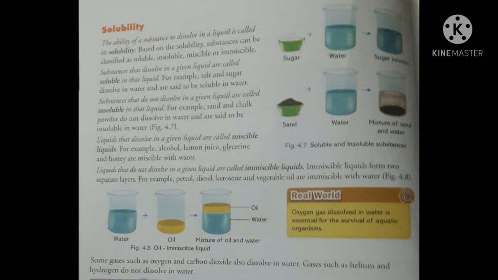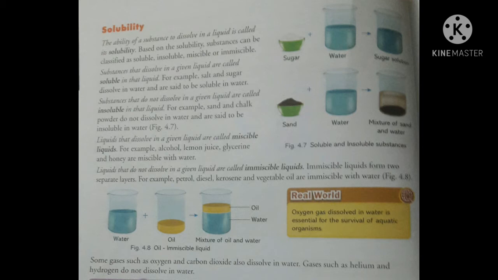Now the liquids that don't dissolve in the given liquid are called immiscible liquids. Immiscible liquids form two separate layers. They can be easily identified because they form two separate layers. For example, petrol, diesel, kerosene and vegetable oil. All these liquids are immiscible with water. If we mix these liquids with water, then they form distinct layers.